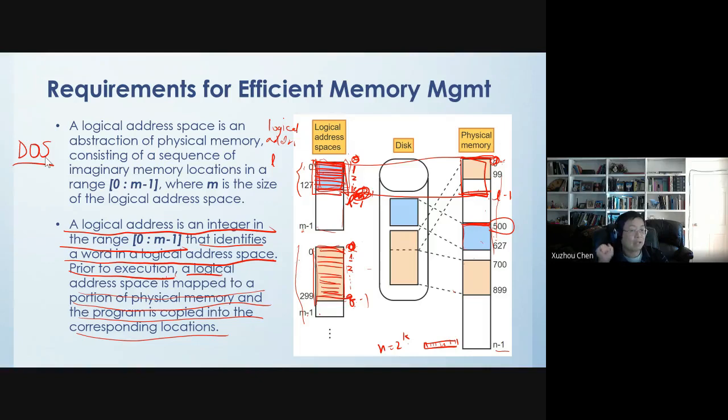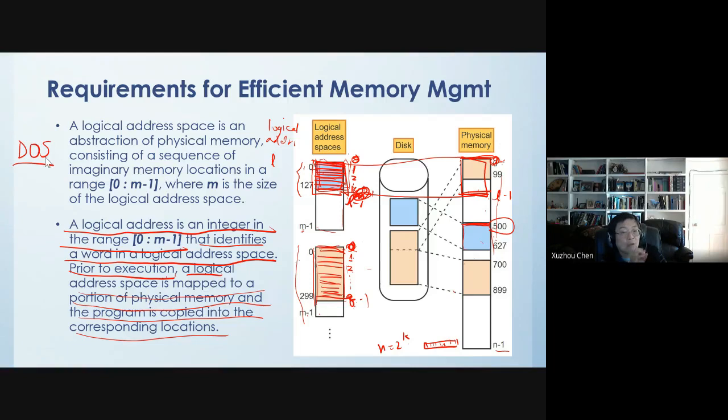Now, in that case, it's technically possible to load the logical address 0 to physical address 0. So you can exactly match the logical address and the physical address, which is really possible, but not anymore. Once you support multiple processes in the computer system, each program, multiple programs, are going to be loaded into the computer's actual memory.